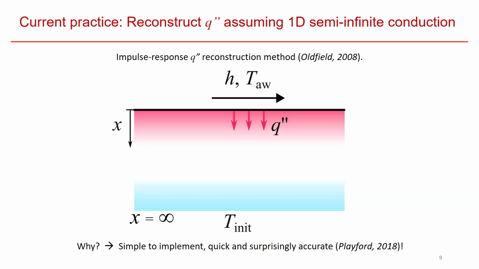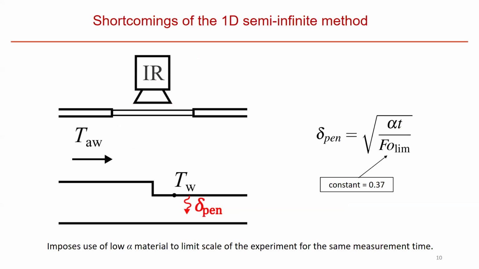And why it is really simple to implement. It's quick. And even though it looks like a gross oversimplification, it's surprisingly accurate. However, there are regions where this kind of method will fail, and it does put constraints on your experiment. The longer you do your experiment, the heat will inevitably transfer through the material. And as soon as the heat pulse reaches the backside, you breach the semi-infinite assumption, which will give an error in your result.